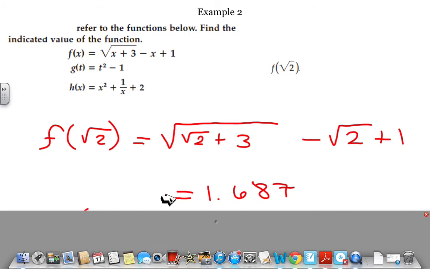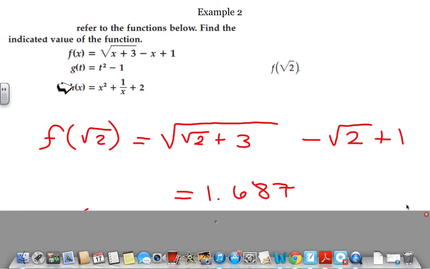Now you notice also that we only used one function. We used the f function. Okay, we didn't use the g function or the h function. What's going to happen is at the beginning of a section in your homework, it'll give you the functions it wants you to use, and then you have to pay attention to what it's asking for. So if it asked for g of square root of 2, I would have plugged it into the g function. If it asked for h of the square root of 2, I would have plugged it into the h function.